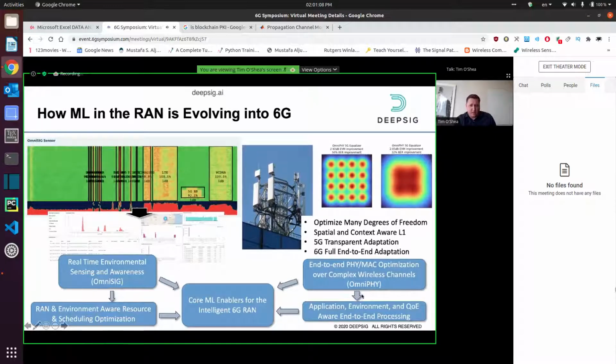So I think this is really exciting for us to get to a point where we can do application, environment, and quality of service and experience aware end-to-end optimization of the communications links, which works in this really, really high dimensional problem space. So I think these are really some of the core enablers of the 6G RAN that we're certainly very focused on and most excited about.